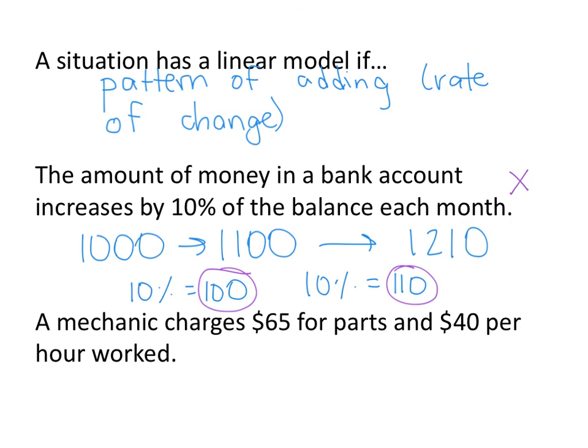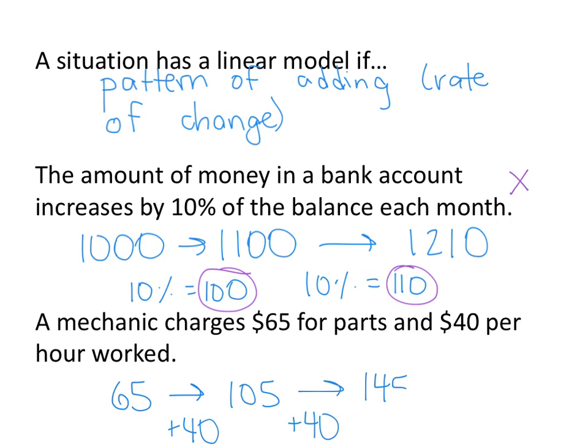On the other hand, if we talk about a mechanic who's going to charge $65 for parts and then $40 per hour worked, after 1 hour, the mechanic is charging $105, we're adding 40, and after another hour we add another 40, the mechanic charges $145, and after another hour adding another 40 for $185, that is a linear pattern.